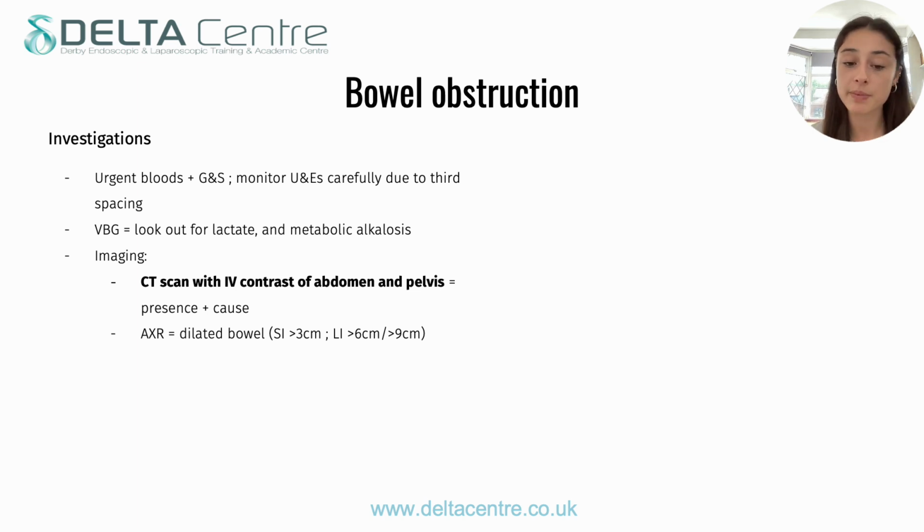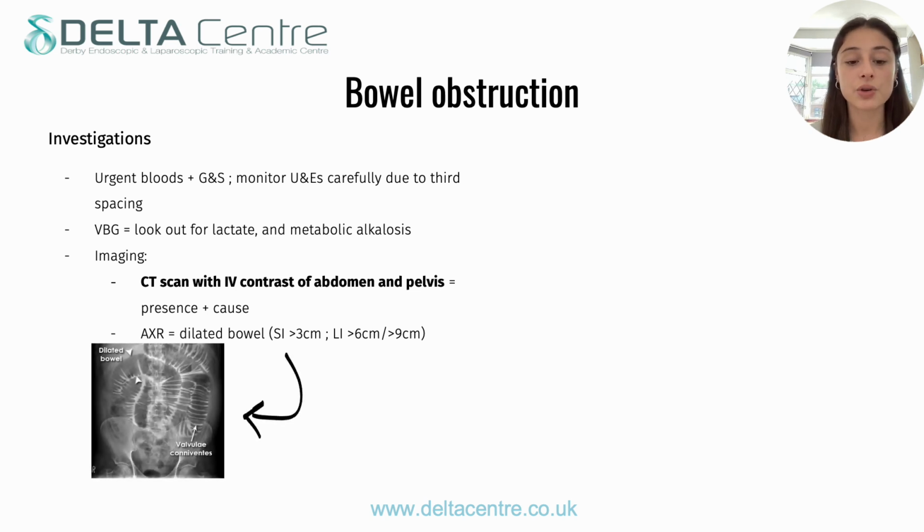Then you also want to do a VBG. Look out for the lactate, and also look for any metabolic alkalosis that can be present with bowel obstruction. Then if we move on to imaging, the gold standard is a CT scan with IV contrast of the abdomen pelvis. That will really show you the presence of bowel obstruction or not, and also the cause, because you can see the whole of the abdomen.